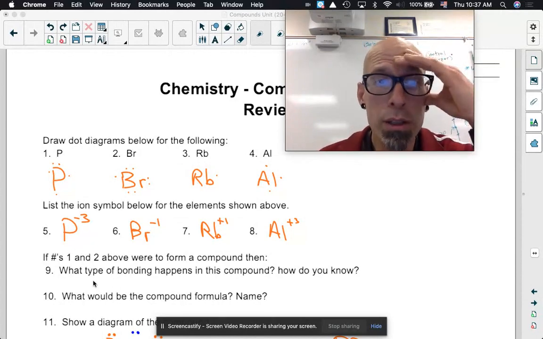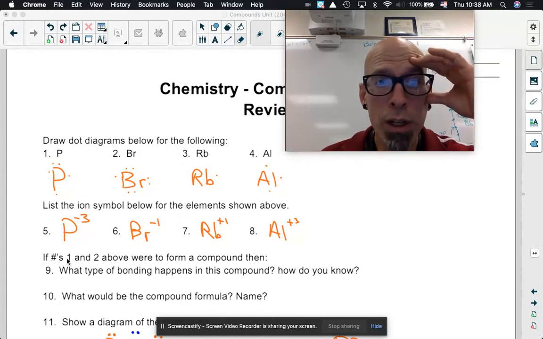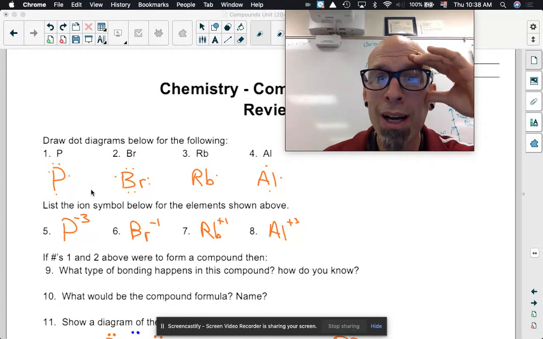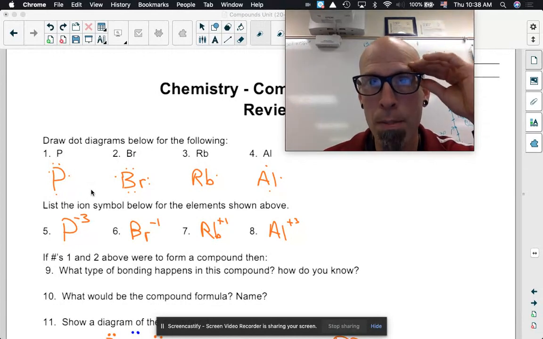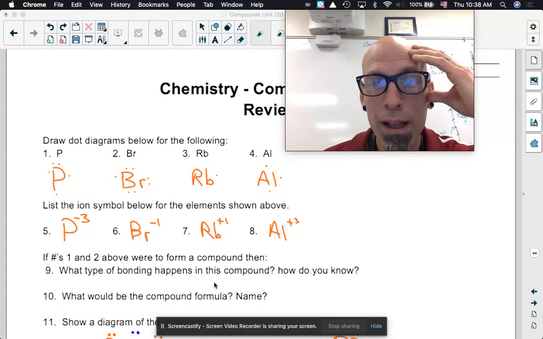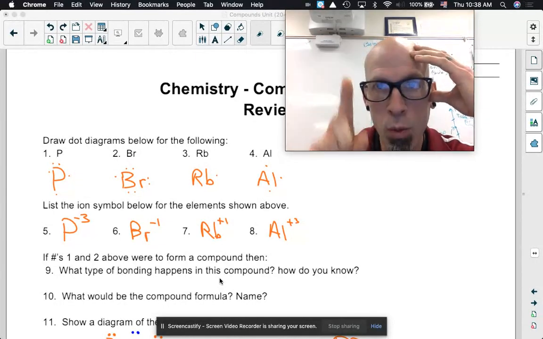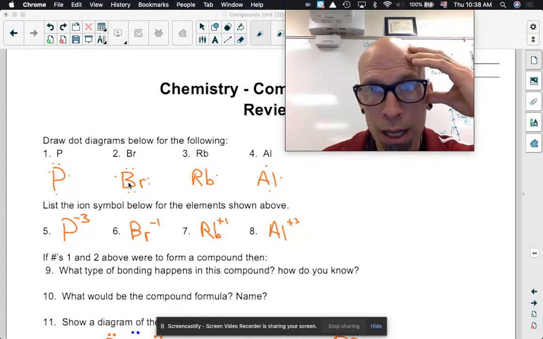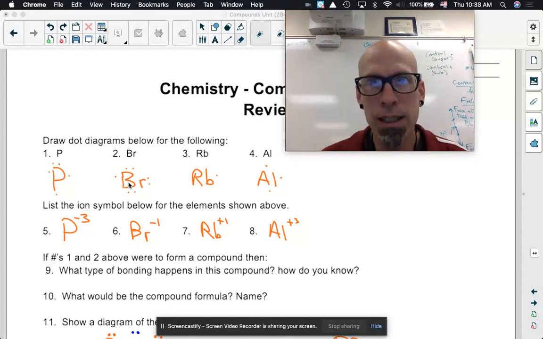So the first set of questions here: what type of bonding, if numbers 1 and 2 were going to form a bond? If phosphorus and bromine were going to form a bond, what kind of compound would it even be? Hopefully you said covalent. How do we know? 2 reasons. Number 1, phosphorus is a nonmetal, bromine is a nonmetal. They are both nonmetals. That indicates it's going to be covalent.